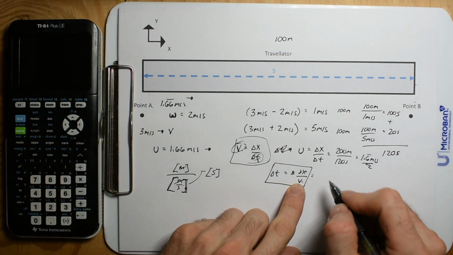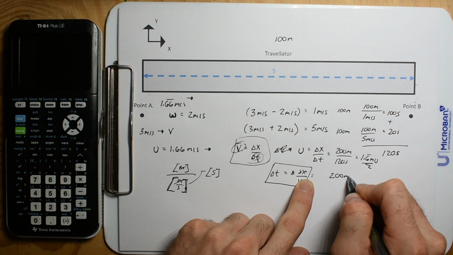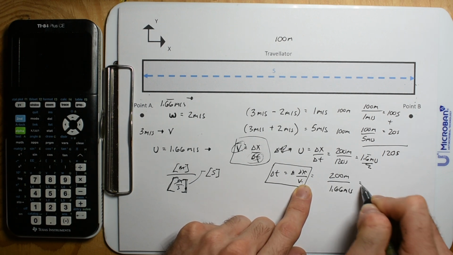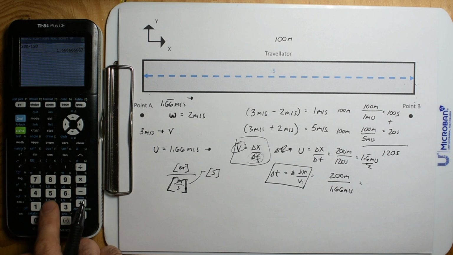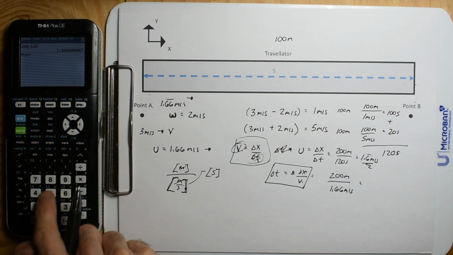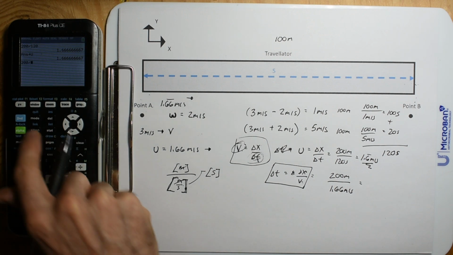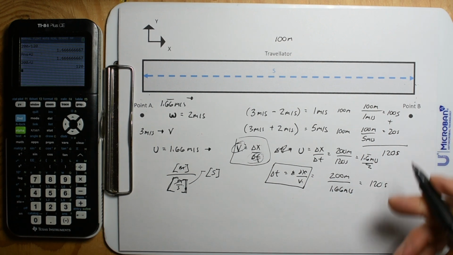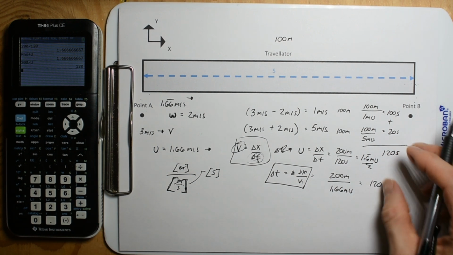Okay, so let's solve for that change in time. So we have 200 meters divided by 1.6 meters per second. I'm going to store that as alpha u. So 200 divided by alpha u. So we get 120 seconds, and that's a check on reality. So those two times are the same.